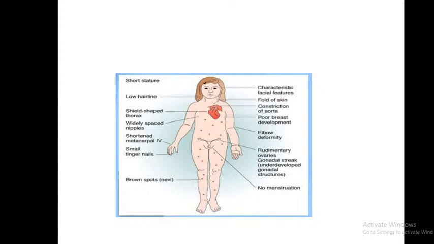Then they almost look like females, but the secondary sexual characters will be poorly developed, that is, widely placed nipples which are poorly developed. Then elbow deformity is there in people who are having Turner syndrome. Then rudimentary ovaries. Ovaries are there, but they are rudimentary, which means not developed properly. If it is rudimentary, the hormone production from such structures will not be proper.